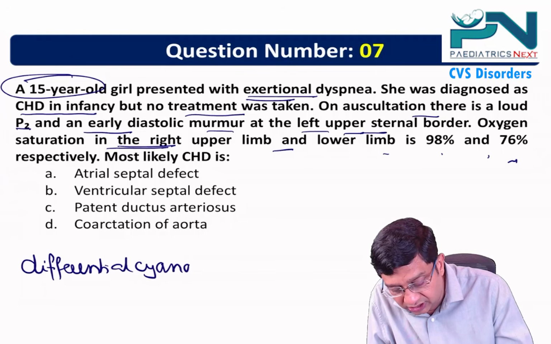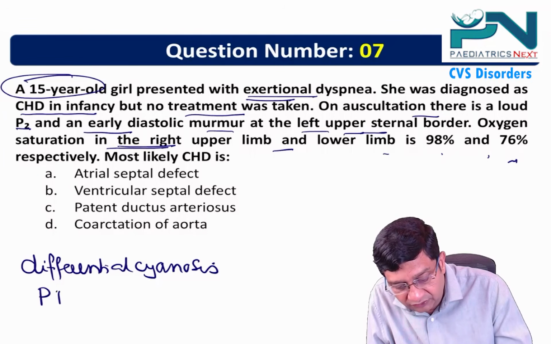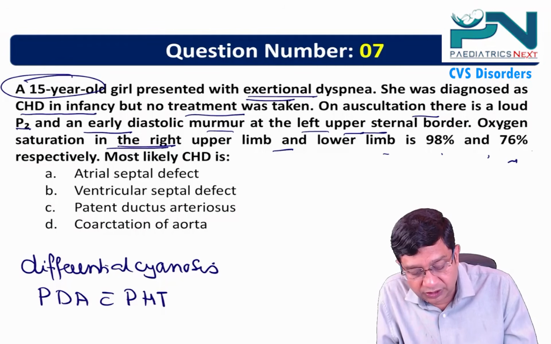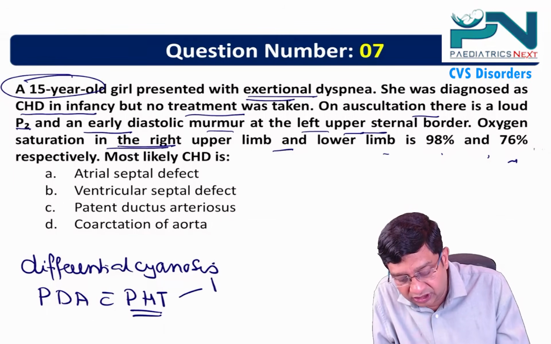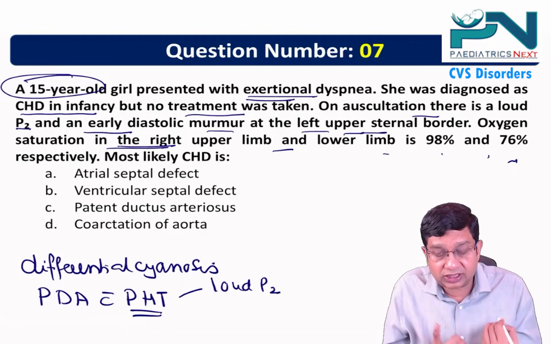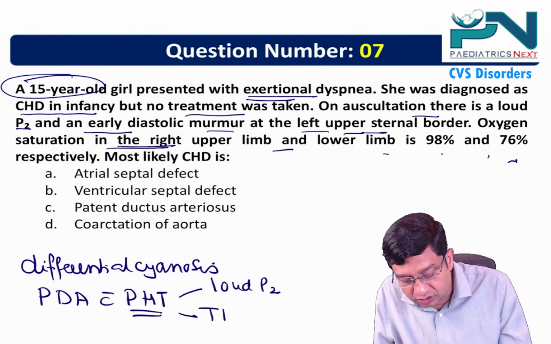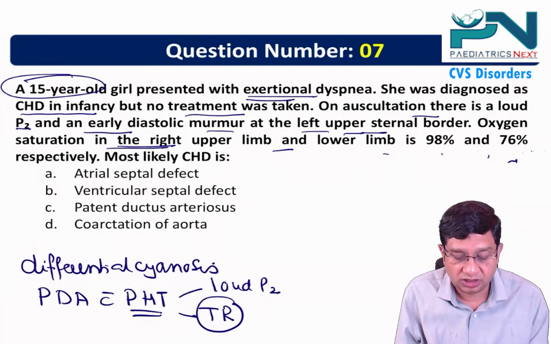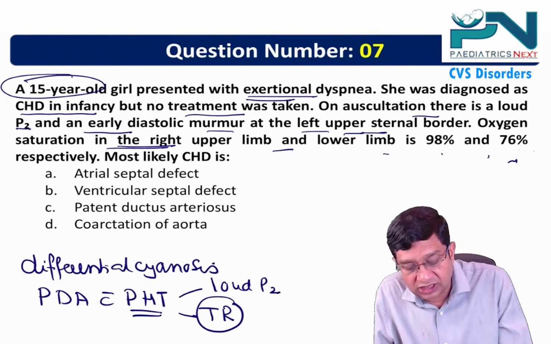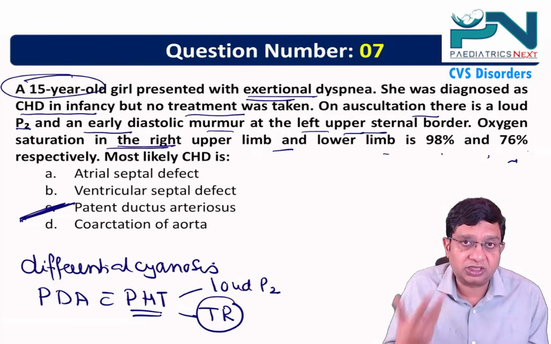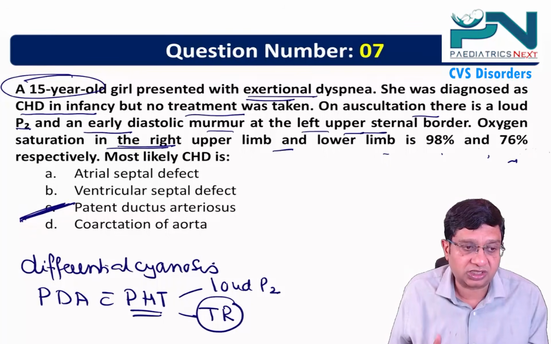Differential cyanosis can be seen if there was PDA with pulmonary hypertension, right? And if there was pulmonary hypertension, there is loud P2. The early diastolic murmur can be because of tricuspid regurgitation, which can be seen in this condition. So this basically is a child of patent ductus arteriosus who did not go for surgery. This resulted in the differential cyanosis.